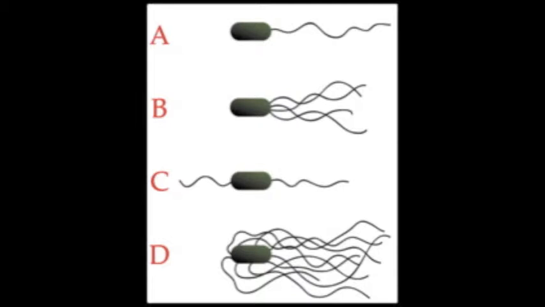These cells have very long hair-like structures called flagella. A, the cell on the top, has a single flagellum, while B, C, and D all have multiple flagella. I'd like you to turn to page 10 and label the flagellum on one cell when there's only one of them, and label the flagella on the other cell when there are more than one. Label page 10 now.